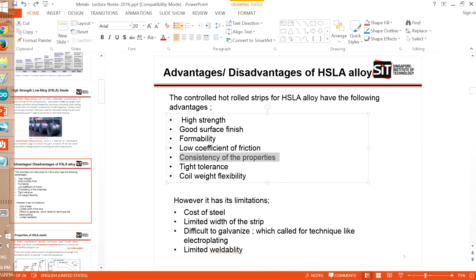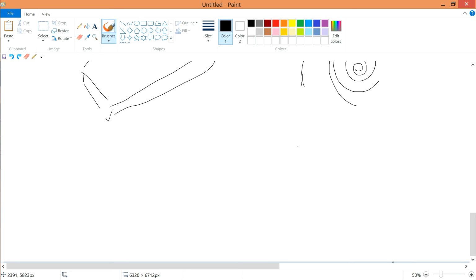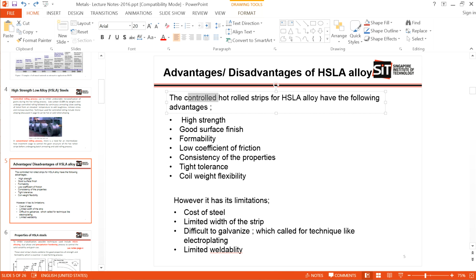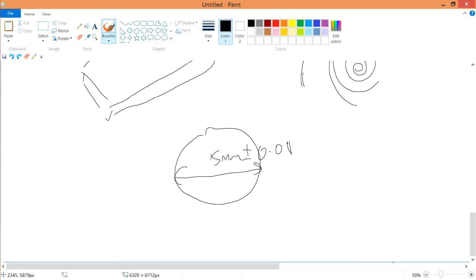Next is the tight tolerance. What is tight tolerance? It's just a tolerance. For example, this is a hole and I want the hole to be 5 mm. Sometimes due to manufacturing problems, it may actually be plus minus 0.01. Different materials can allow different types of uncertainties. In this case, this type of controlled hot roll strips provides a tighter tolerance, so you have a better tolerance, 0.0001. If you have even tighter tolerance, then you have 0.00001. Hopefully this is pretty clear.